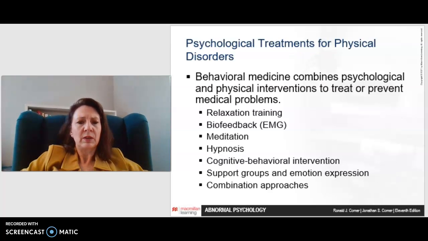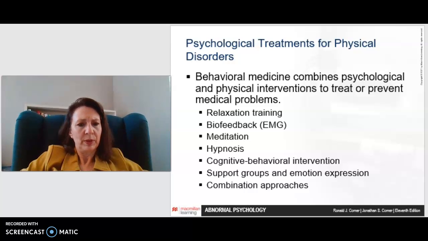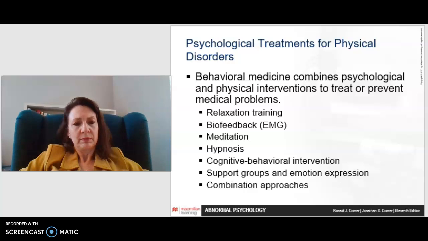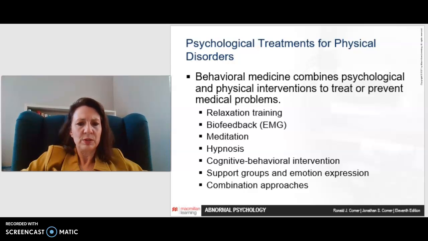Behavioral medicine combines psychological and physical interventions to treat or prevent medical problems. And so this is what psychology as a field has come up with to help reduce the impact of psychological problems on medical problems. So relaxation training makes a difference, biofeedback, meditation, hypnosis, cognitive behavioral interventions, support groups, and the ability to express your emotions, and then a number of combination approaches can make a difference.